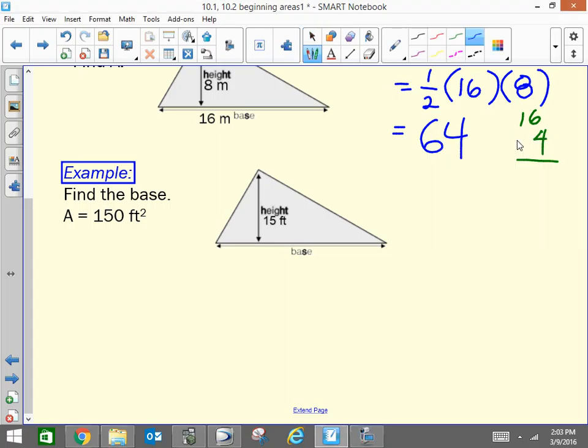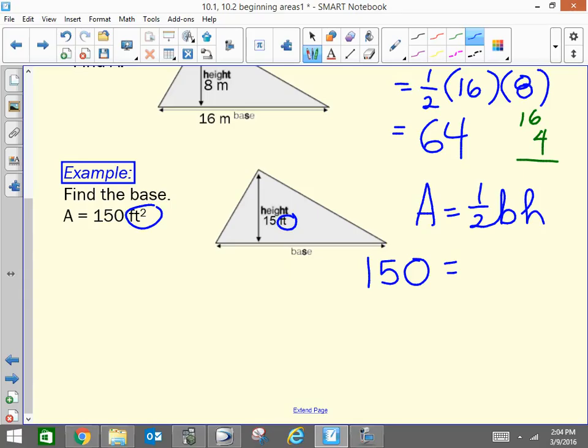I'm going to start with knowing this is a triangle, so my formula is 1/2 base times height. All right. Area is 150. Now we can pretty much ignore the units once we've established, okay, we're taking feet times feet and getting feet squared. So we don't have to put that in our numbers. So we write the 1/2. My base, I'm going to call B.